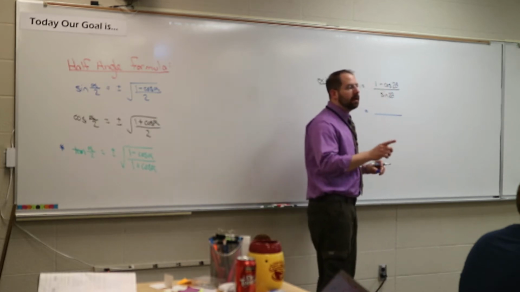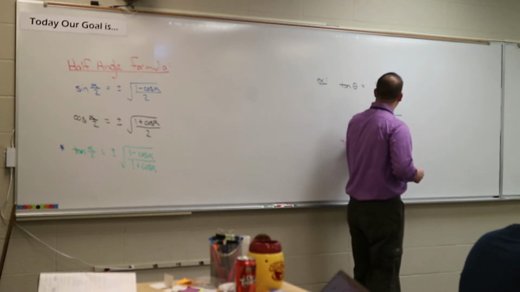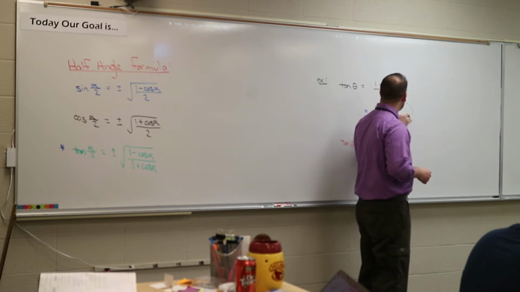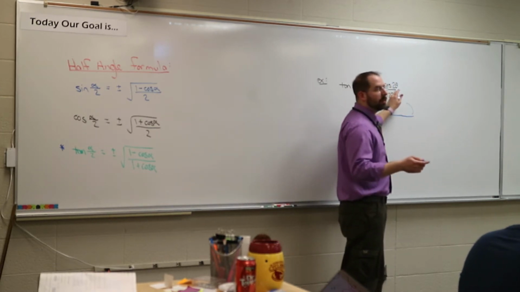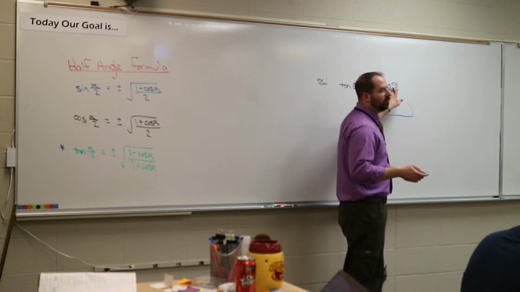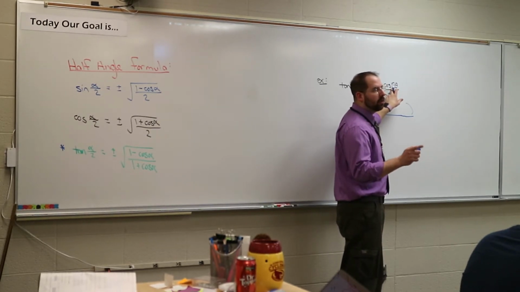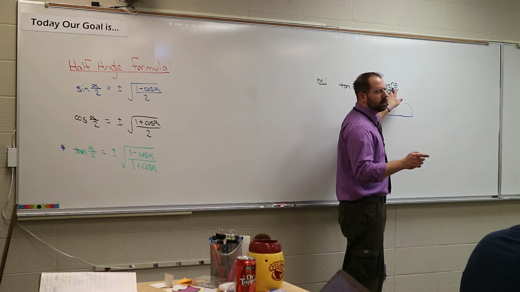All right, hey, on your paper, your property sheet, the cheat sheet, I want to know what is cosine 2 theta. That's a double angle. What is the double angle formula for cosine on your property sheet? I want the one that has sine squared in it.